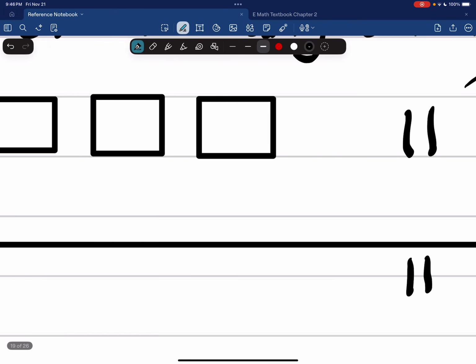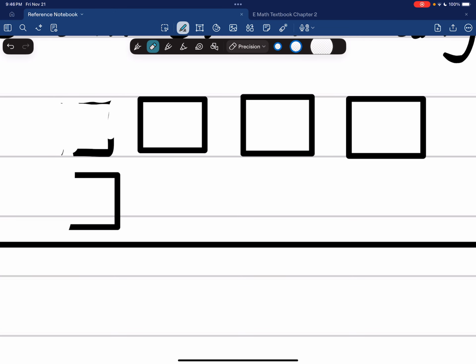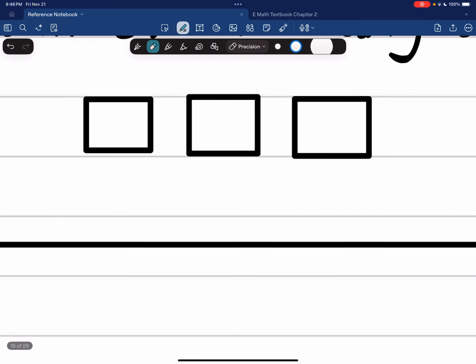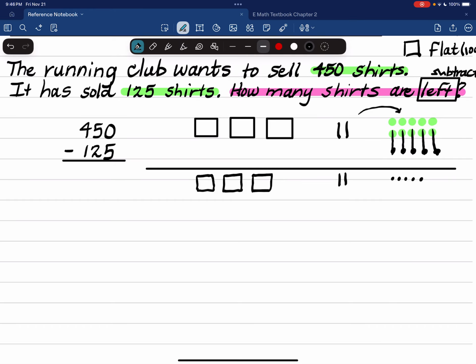Now here we have 4 on top, 1 on the bottom. So we're going to cancel a top and a bottom. You have to take one of each. And that is going to leave me with how many of those flats still to count? 3 of them. So I'll bring down 1, 2, 3 of the flats. And so my answer will be 325.